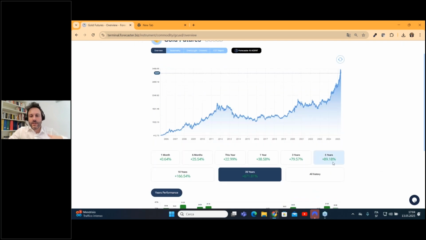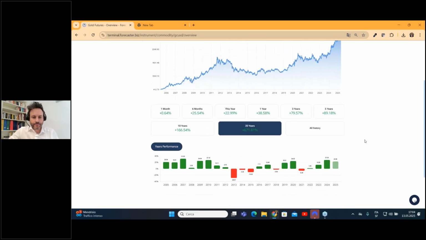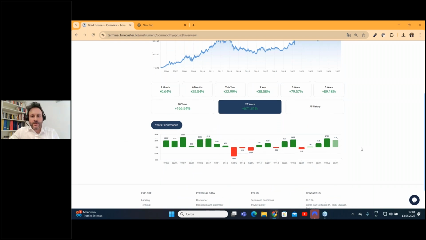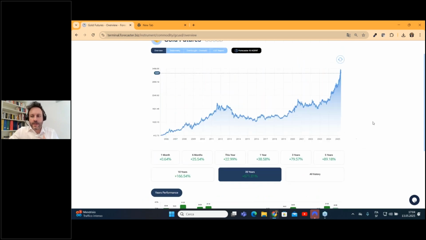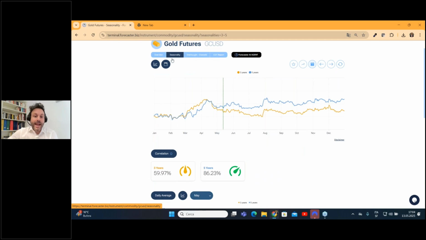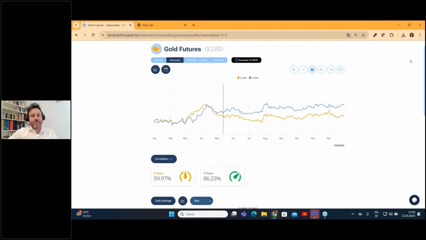So we have 10 years, 20 years, 5 years, and so on. And here we have the single year performance. This is a very nice page, and it's very interesting because we can get a big picture idea of what happened in the past. The second layer is the seasonality. And talking about commodities, this is really interesting because commodities, as you can imagine, tend to have a very strong seasonality.